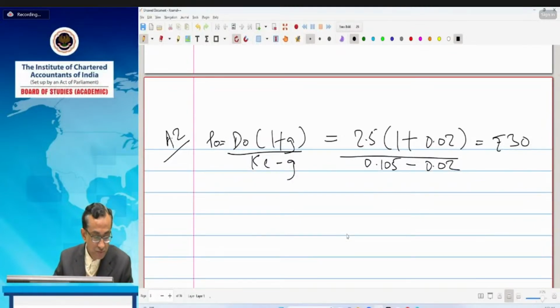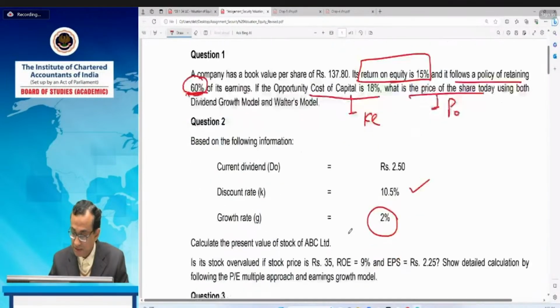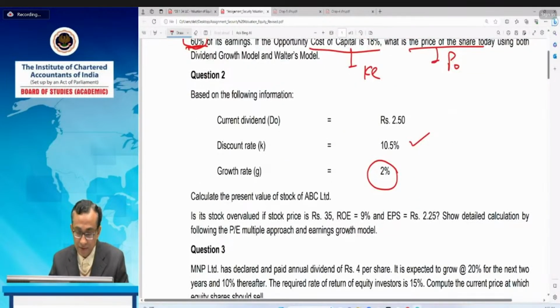Now come to answer 2. I'm solving this question number 2. Okay, fine. Now come to the second part of this question. It is asking: is the stock overvalued if stock price is 35, return on equity is 9% and EPS is equal to 2.25. Show detailed calculation by price earning multiple approach and the earning growth approach.